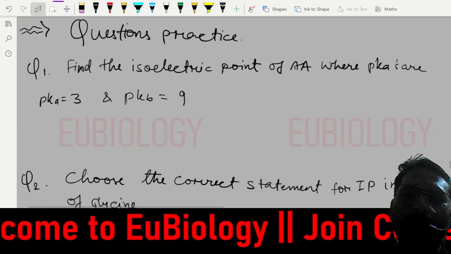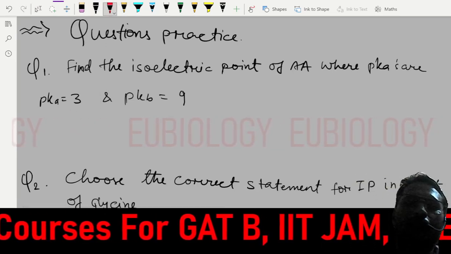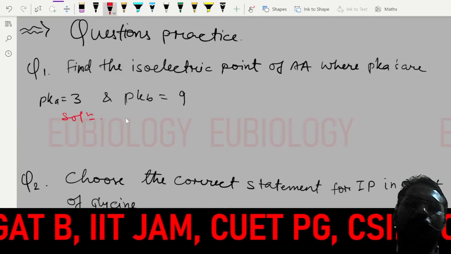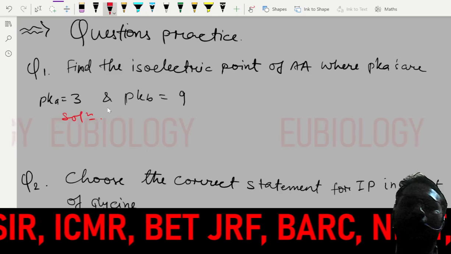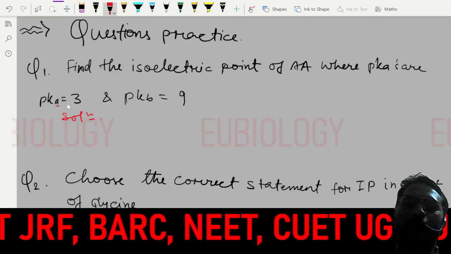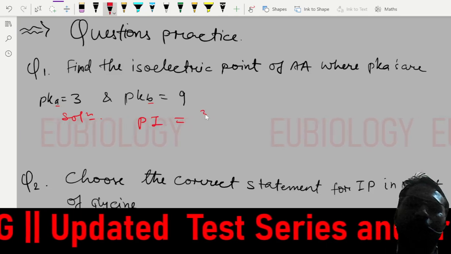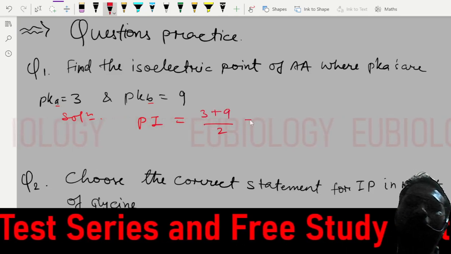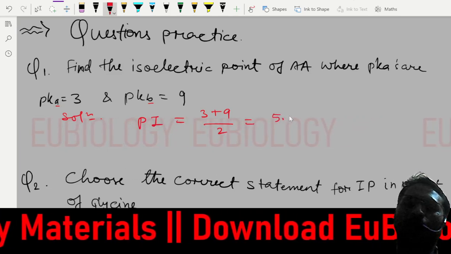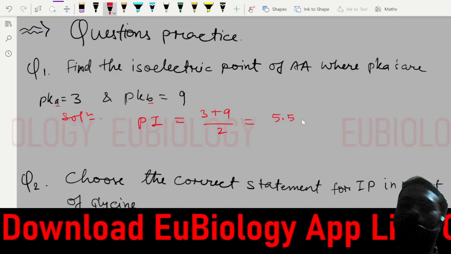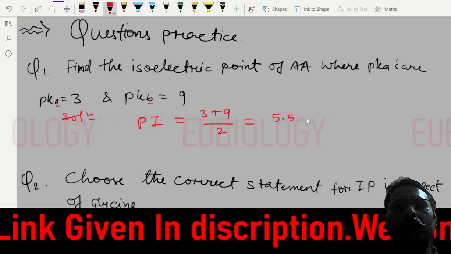So find the isoelectronic point of an amino acid where the pKa is 3 and pKb is 9. A and B indicate the acid and base. Here A is acid and here B is basic. So for pI, what will you write? The pKa is 3 plus 9 divided by 2. It will be 12 by 2, so it will be around 6. So this is your pI.